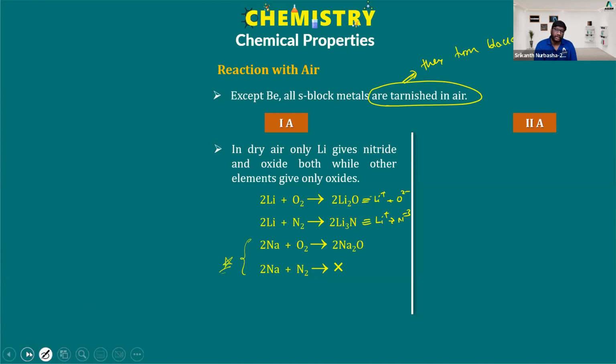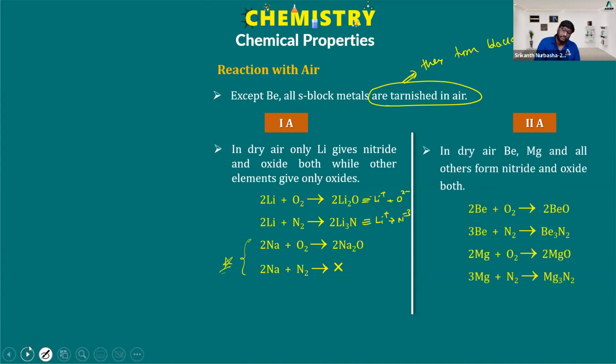But in 2A, in dry air, all the 2A elements will form oxides as well as nitrides. Beryllium, magnesium, and all the others form nitride and oxide both. So beryllium forms BeO, magnesium forms MgO, beryllium also forms Be3N2, and magnesium also forms Mg3N2.